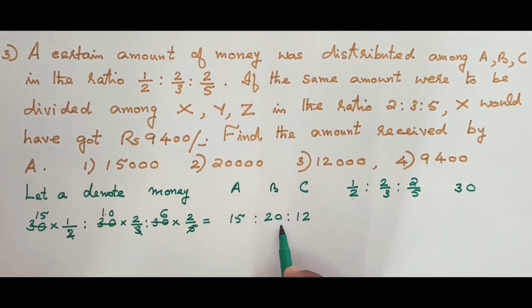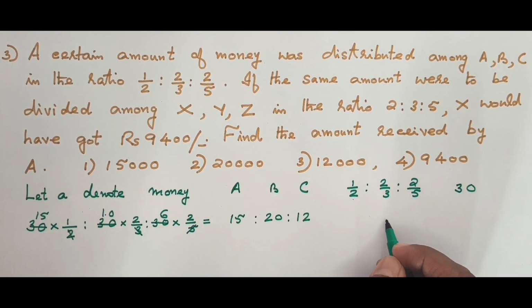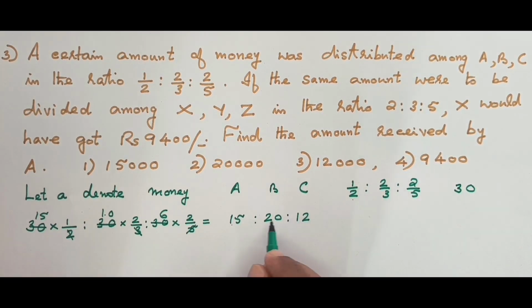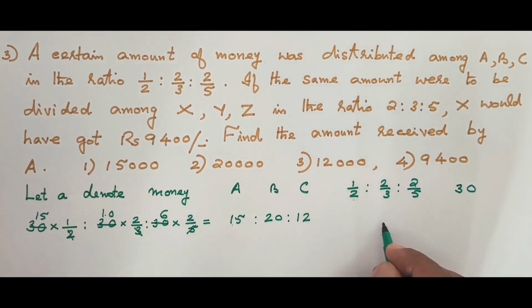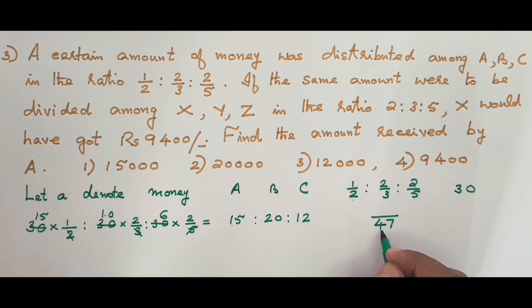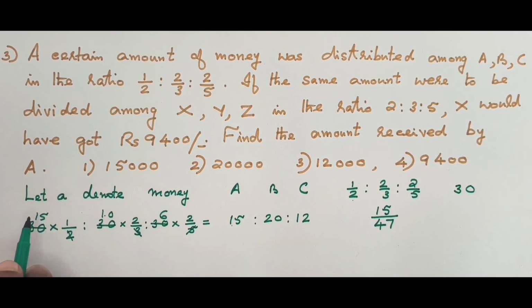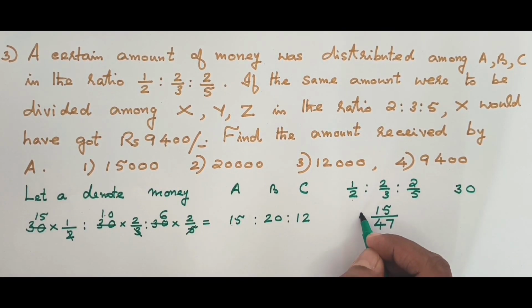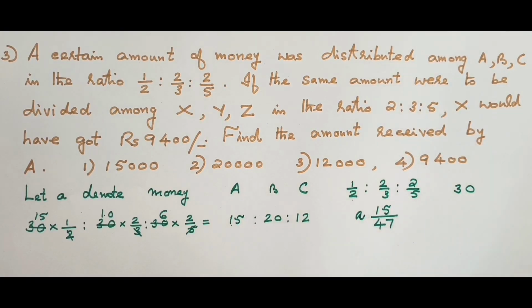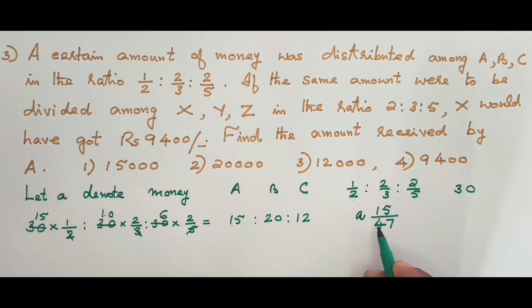What is the meaning of this ratio? If you take the total amount as sum of these components, which is 47, if 47 rupees is distributed among the three people, 15 will go to A. That means if 1 rupee is distributed, 15 over 47 is the amount received by A. But we have taken A as the total amount. So A multiplied by 15 over 47 will be the amount received by A, which is what the question is about. But we don't know the value of this small a.